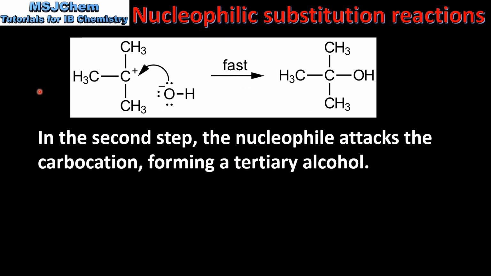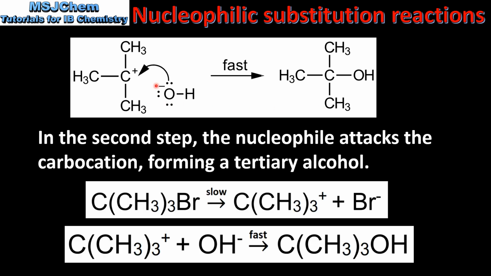Next, we look at the second step in the mechanism. In the second step, the nucleophile, which is the hydroxide ion, attacks the carbocation, forming a tertiary alcohol. The curly arrow coming from the lone pair of electrons on the oxygen atom represents the movement of a pair of electrons. And here we have the equations for the first step and the second step in the reaction.